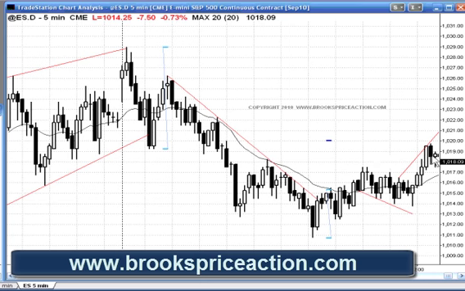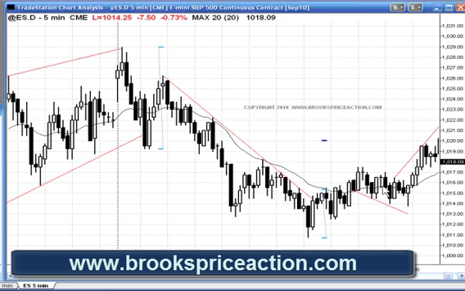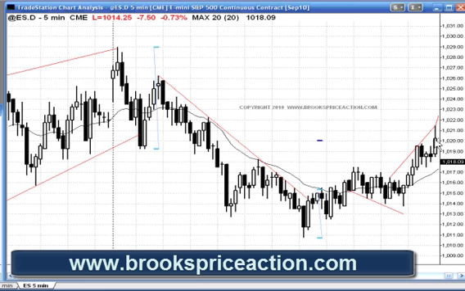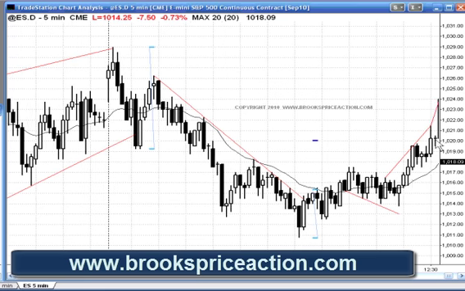A little bit parabolic here. It's okay not to buy it. Not a good looking entry bar. But the market's having decent follow-through. Another inside bar, possible wedge bear flag here.